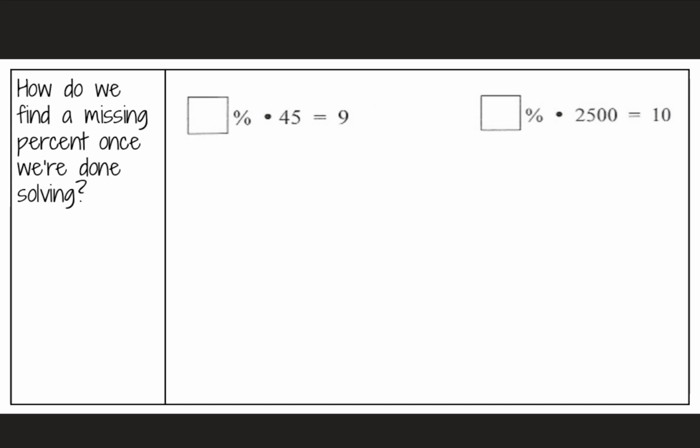How do we find a missing percent once we're done solving? Here, we have to solve for the percent. It's the unknown. So let's do that. Let's use what we know about multiplication. We know that to undo or to find a missing part in a multiplication problem, we divide. So I'm going to bring down my equal sign. What am I going to divide both sides by? My goal is to figure out this unknown. I'm going to divide both sides by 45. So this is going to give me 1, and any number times 1 is that number. So we divided both sides by 45.